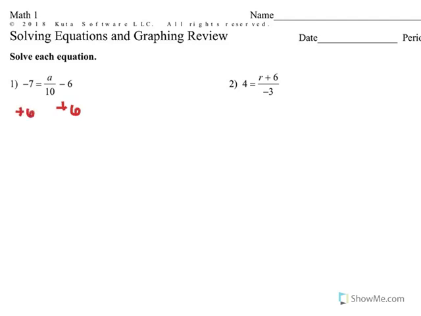Whatever I do to one side, I have to do to the other side in preparation of getting that variable all by itself. So that negative 6 plus 6, that canceled out. That's the reason why we did that. That leaves me on the left-hand side with negative 7 plus 6 simplifies to negative 1, and it is equal to a divided by 10. Our a still isn't alone, but we just said a is divided by 10, and we undo division by doing its inverse, multiplying by 10. Now whatever I do to one side, I have to do to the other side. So I am choosing to multiply this right-hand side by 10 because that is what will undo division.